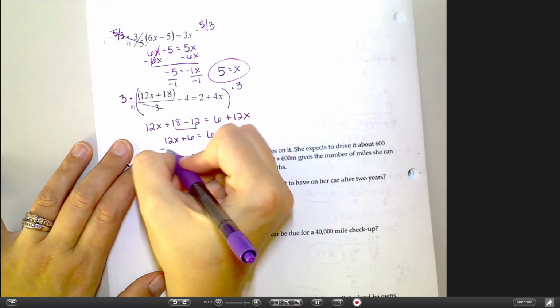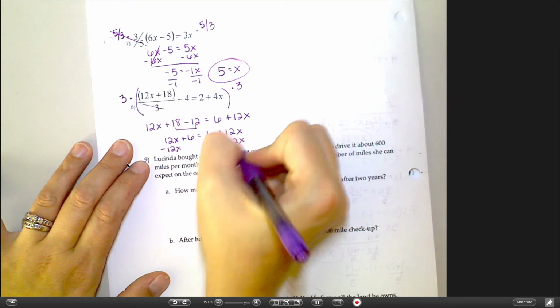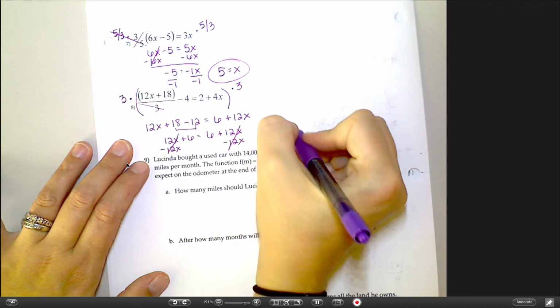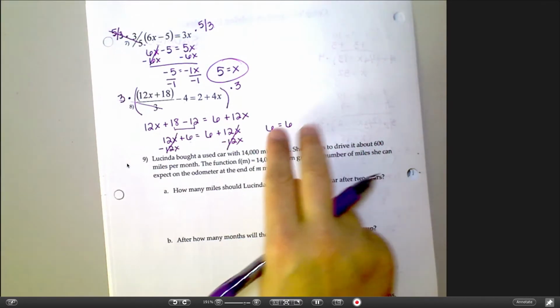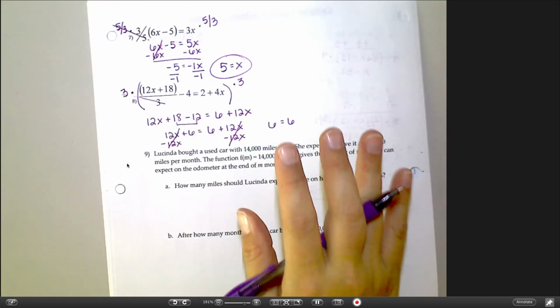Your next step, like Grace said, would be to subtract 12x from each side. And then let's look at what you're left with. You're left with 6 equals 6. So this is sort of similar to that last one on the other side where we said it was no solution. Except what happened here? It's the same number. Hold on, it's not no solution.